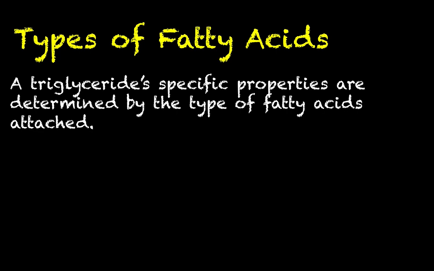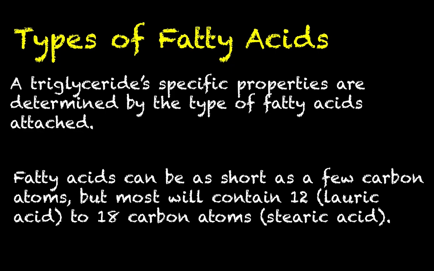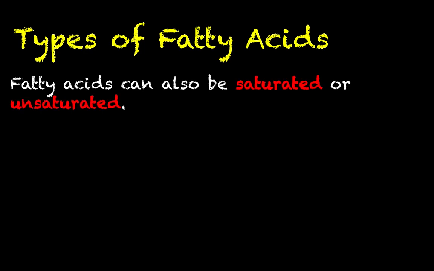A triglyceride's specific properties are really going to be determined by the type of fatty acids that get attached. Now, in terms of properties, there's not really going to be anything that makes a fatty acid anything other than very nonpolar and very hydrophobic, but we are going to see that there are some different types of fatty acids that we can attach here. Fatty acids can be different in terms of how short or how long they are. They can be as short as just a handful of carbon atoms, or they can be very, very long. But most of the important fatty acids in human physiology are going to contain somewhere between 12 and 18 carbon atoms.